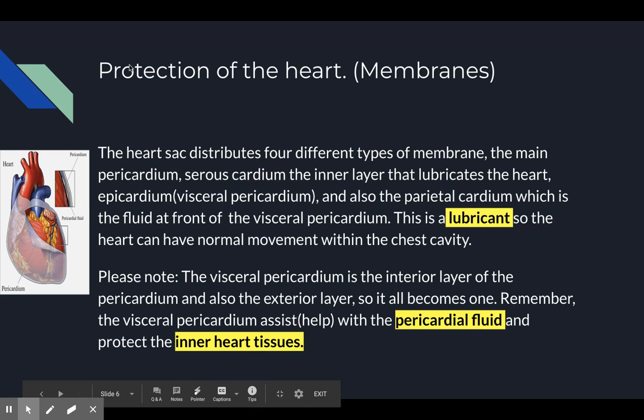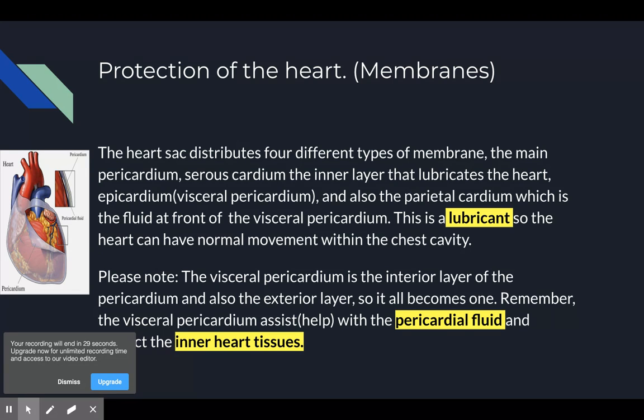Protection of the heart. This is very important. There are these four membranes. One is the main membrane, one is the visceral pericardium, which is below the serous pericardium, and the visceral pericardium is what makes the heart move properly. And the serous pericardium is basically a lubricant to also protect the heart, and it all protects the chest cavity, which is the edge of the heart.